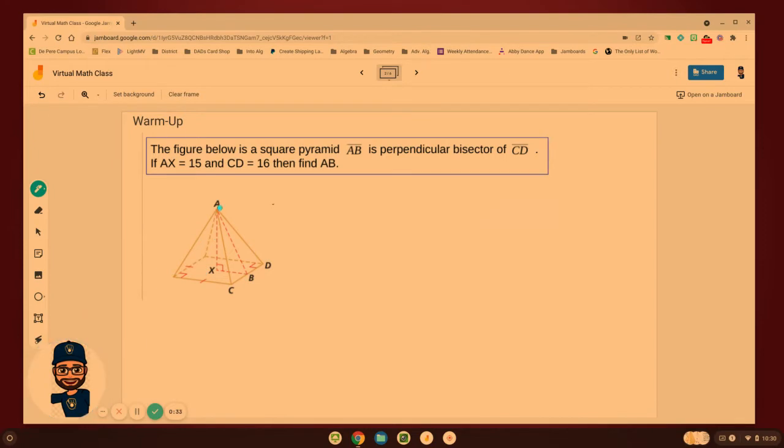AX is 15. And from C to D, this whole distance over here is 16. We want to find the distance of AB. All right, so what we really have is this triangle here. A down to the middle is X. There's a right angle symbol. And B. We know that AX is 15. We need to figure out what is X to B.